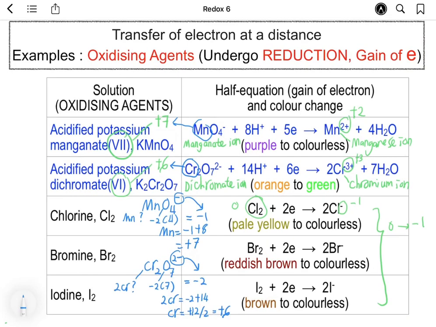The reason why acidified potassium manganate and acidified potassium dichromate are widely used as oxidizing agent is because of the distinctive color change, where manganate ion MnO4-, the color is purple, while manganese ion Mn2+, the color is colorless. So we can easily observe the color change from purple to colorless upon reduction. While the dichromate ion is orange and the chromium ion is green. So we can observe color change from orange to green.